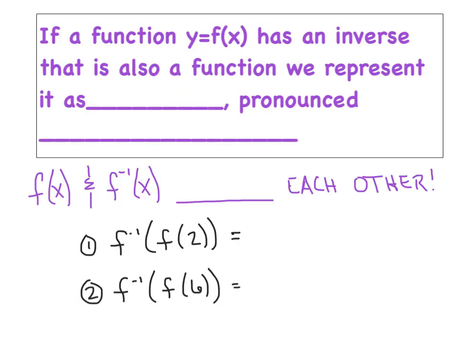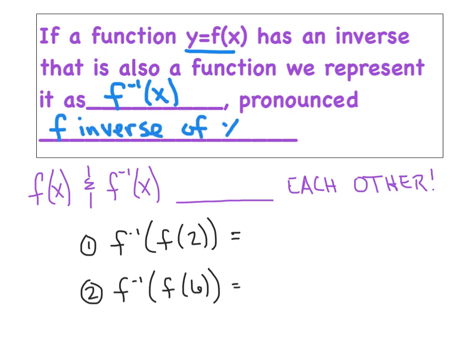Okay, our first definition here says if a function y equals f of x has an inverse that is also a function, we represent it as f with a little -1 of x. Be very, very careful. This is not technically an exponent. It's just a special notation for denoting an inverse. And how is it pronounced? It is pronounced f inverse of x. Bingo.